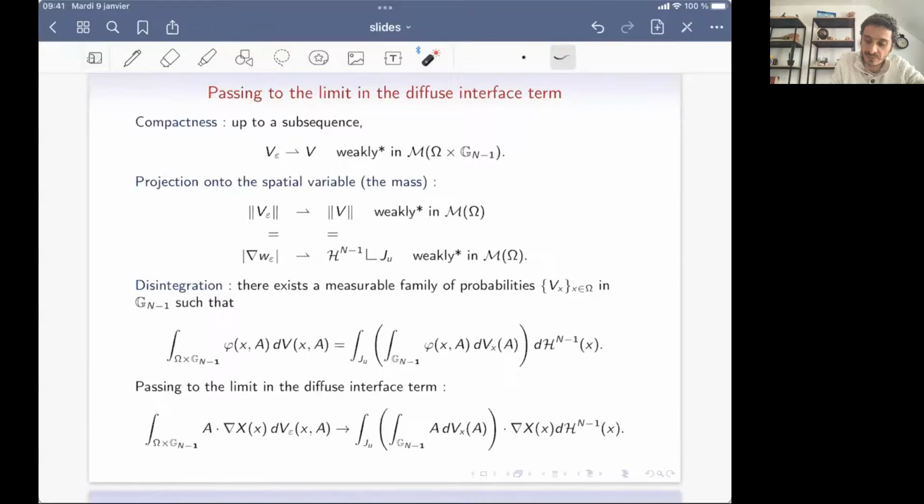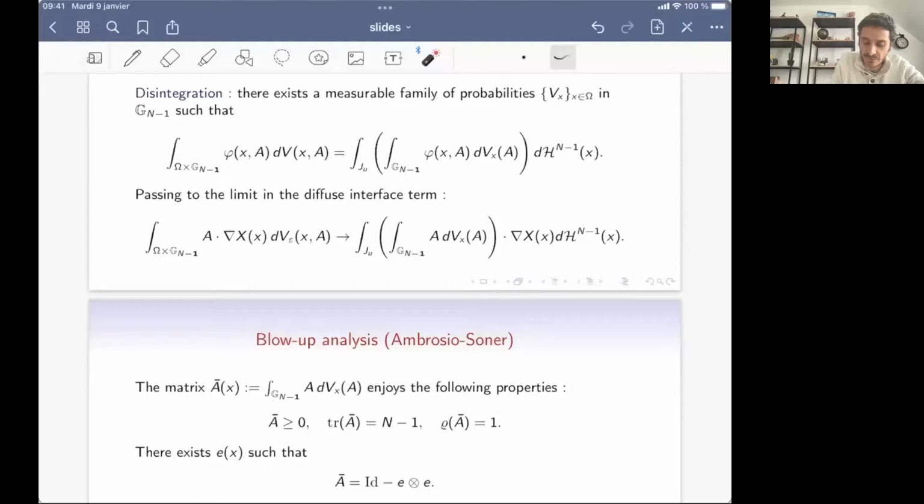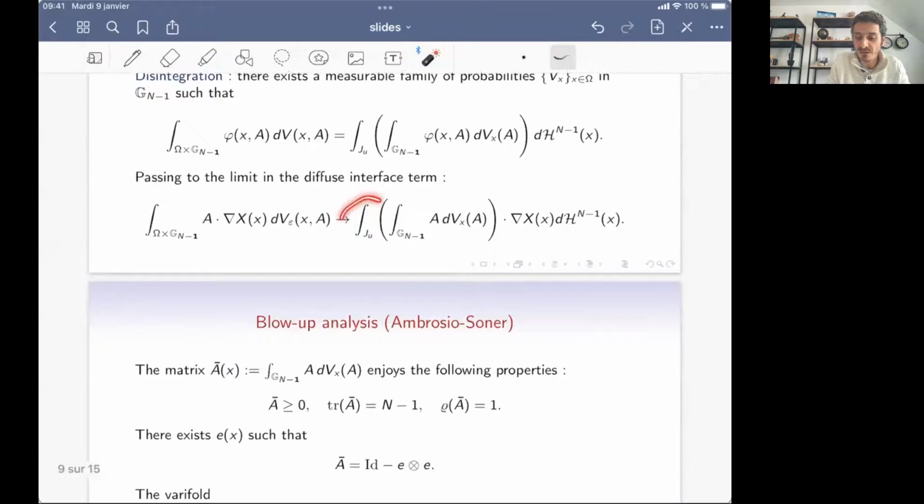So in order to understand this term, to characterize this term, we just need to understand this term here, to which I will give a name. I call this term A bar of X. This is the first moment of the measure Vx. Once I know A bar of X, I know what this expression is, and I am able to pass to the limit in the first variation.